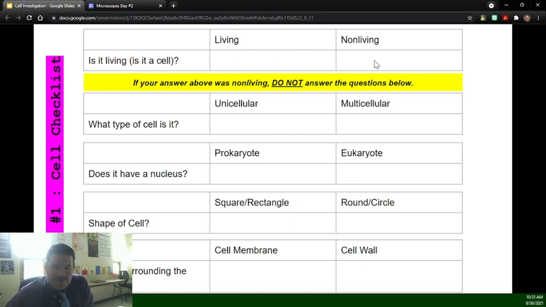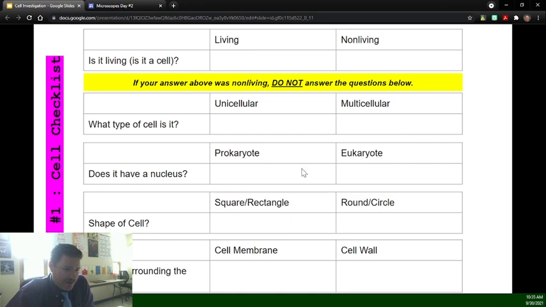You got to check whether it's living or non-living. Remember, that is if it is a cell or not a cell. Cell would be living. Not a cell would be non-living. If you answer it was non-living, you do not fill out the rest of the chart because you can't. Because it's asking about cells and you already said that it doesn't have cells. So you can't really do that if it doesn't have cells to it.